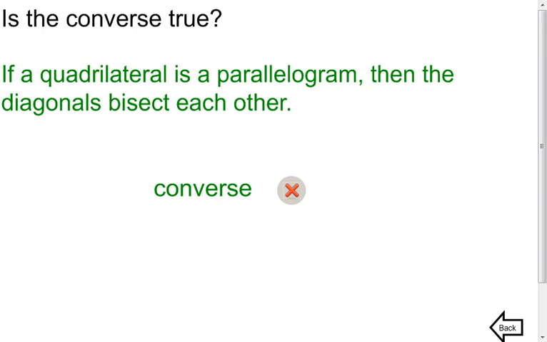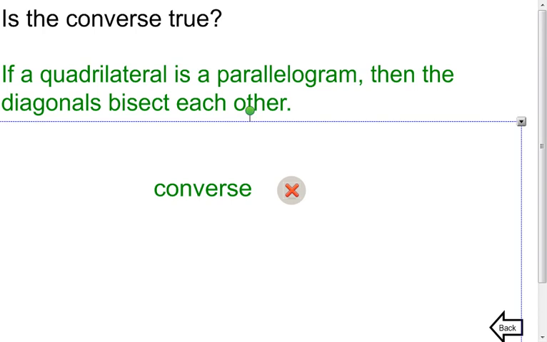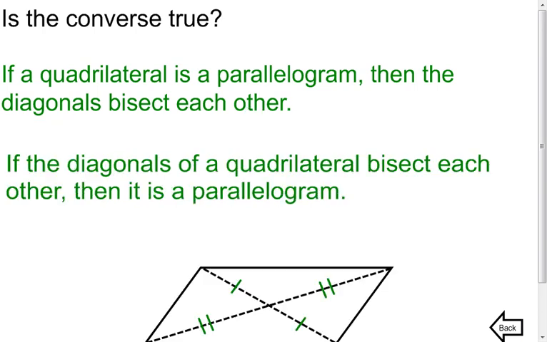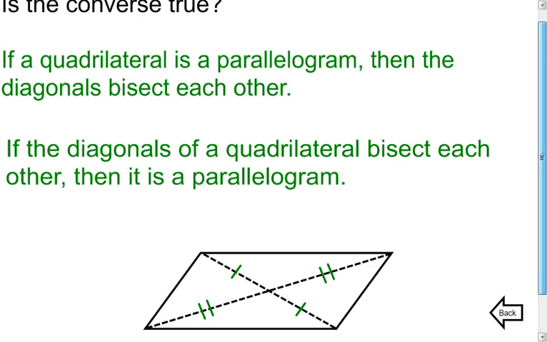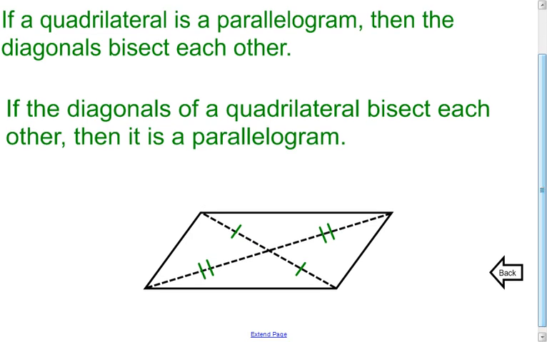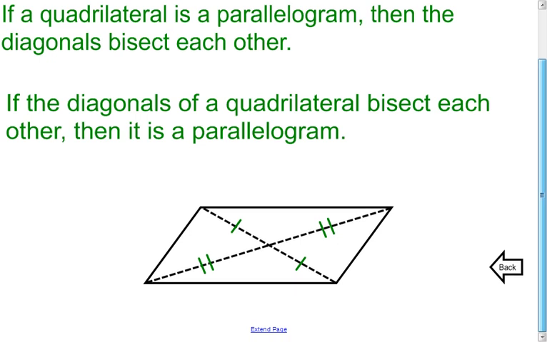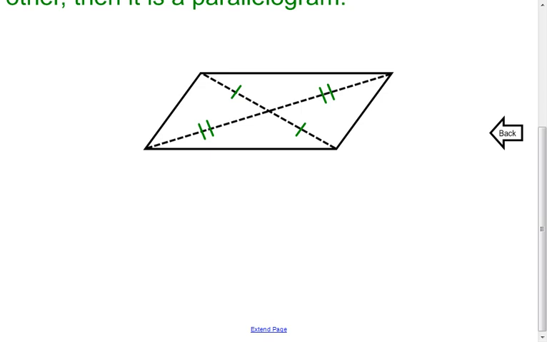Next one, this one said that the diagonals bisect each other. I'm going to look at the converse, see if it's true. So I have my statement that says if the diagonals of a quadrilateral bisect each other, then it is a parallelogram. And I'm going to prove to myself that it is true or it's not true. I have my quadrilateral. I've shown with the ticks that my diagonals are bisecting each other. And I want to somehow prove that it's a parallelogram.